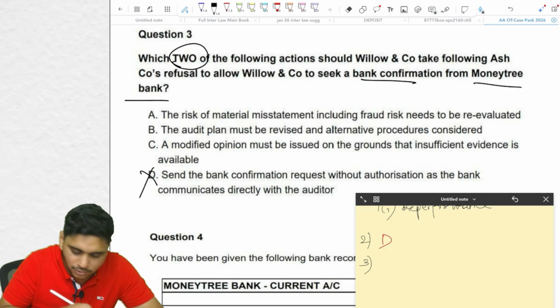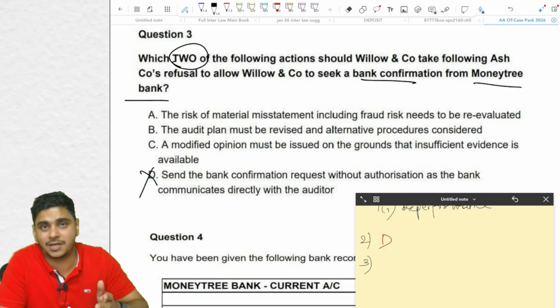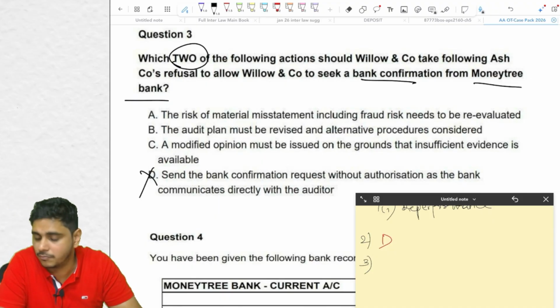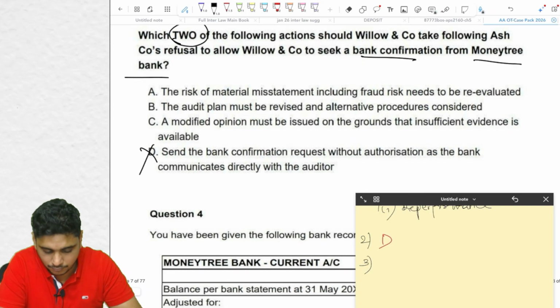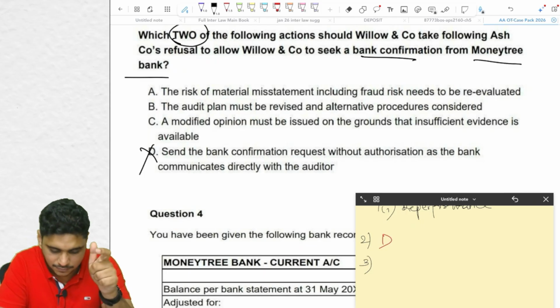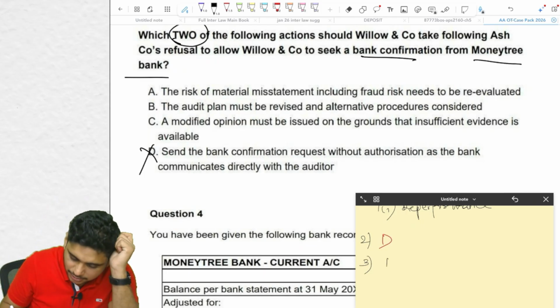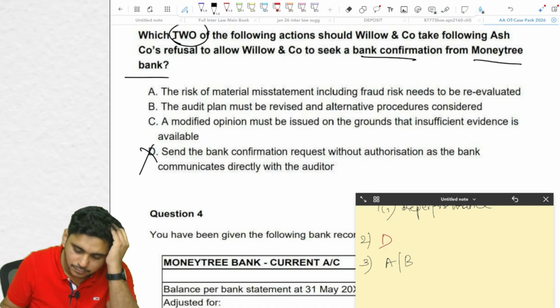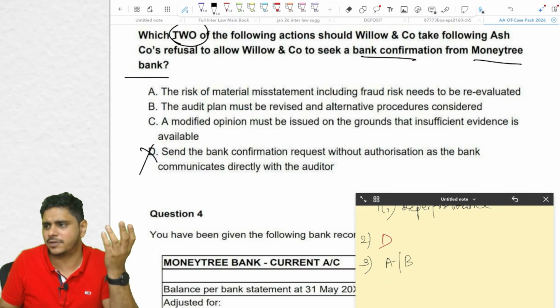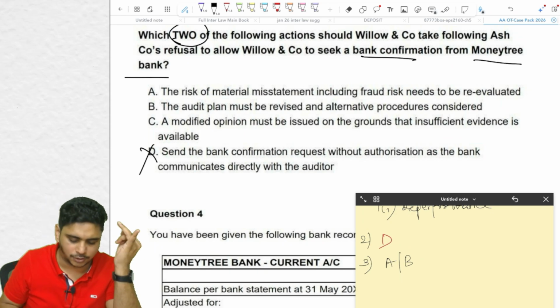So D to I will not do because you can't send it directly. You have to route it via the entity only. So I will evaluate the risk, perform some audit procedures. So for me, it is A and B. And later on you can give a modified opinion also, but I think A and B is my correct answer. I will check the risk and perform some alternative audit procedure.